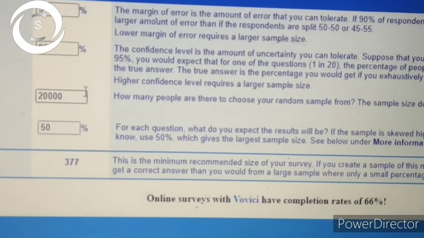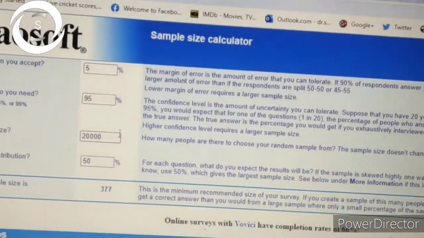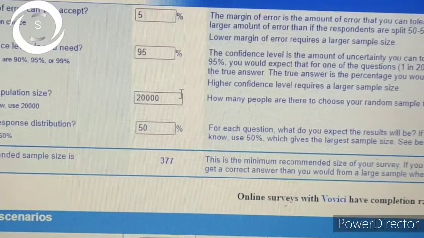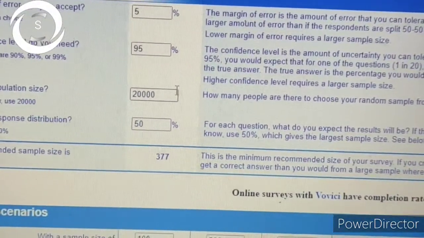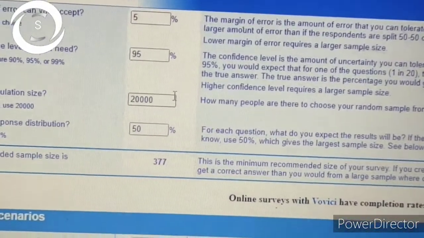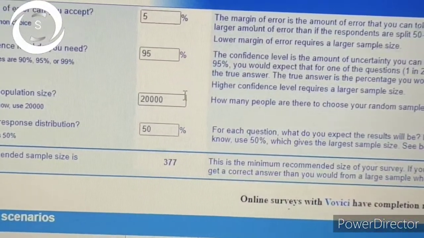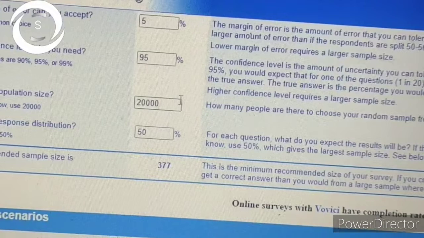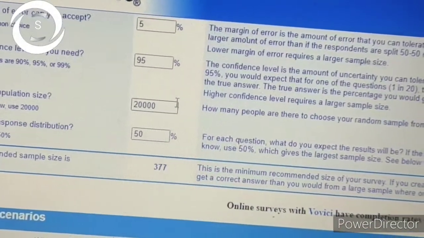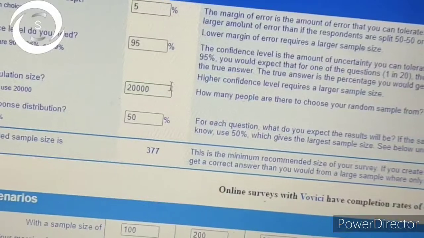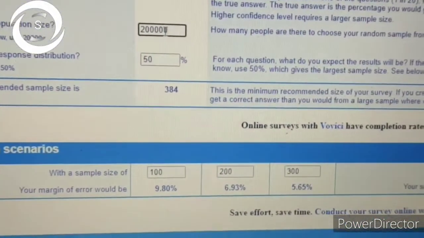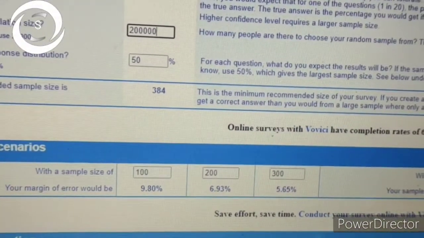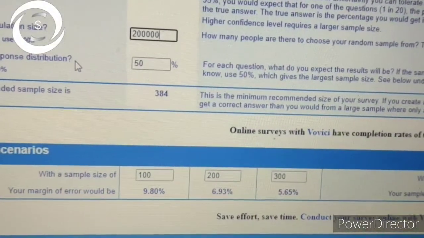A lower margin of error requires a larger sample size. So you should know these things. Now, what confidence level do you need? Typical choices are 90, 95 and 99, but most commonly we use 95. So you should always keep in mind that whenever you want to calculate a sample size, take margin of error or confidence interval 5, take confidence level 95 and then population, make it 2 lakhs. Like our population size is 2 lakhs, and what's the response distribution?